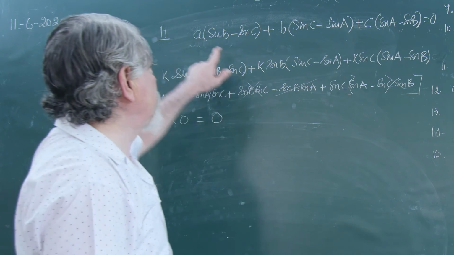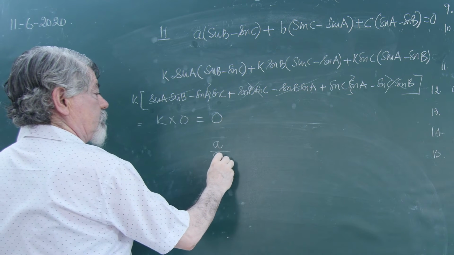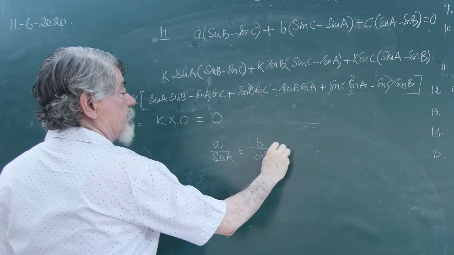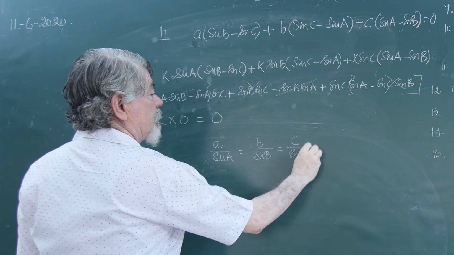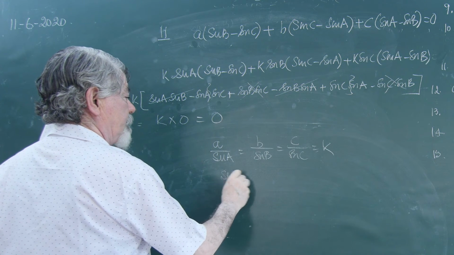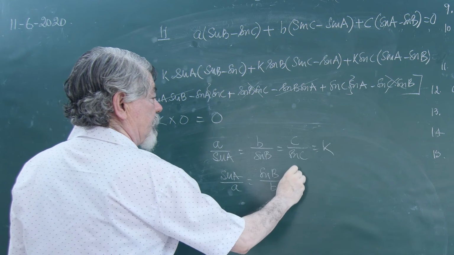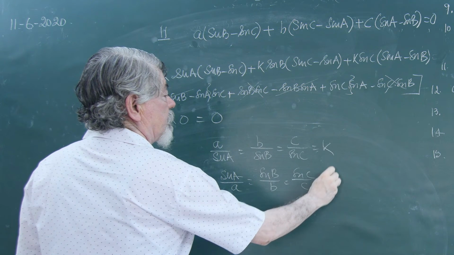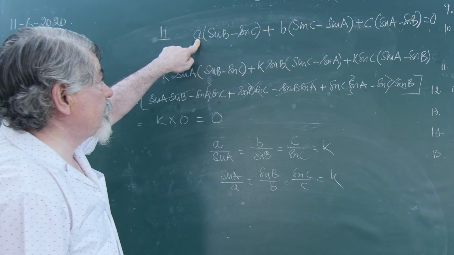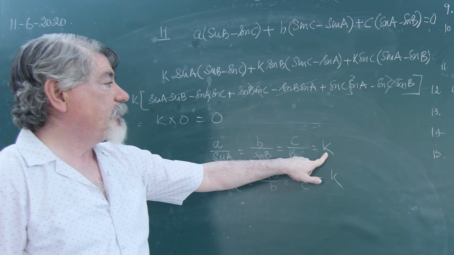We just changed A upon sine A is equal to B upon sine B is equal to C upon sine C is equal to K. I told you we can also write sine A upon A is equal to sine B upon B is equal to sine C upon C is equal to K. So whatever suits you. Here I wanted the value of A, so I wrote A upon sine A, B upon sine B, C upon sine C is equal to K.